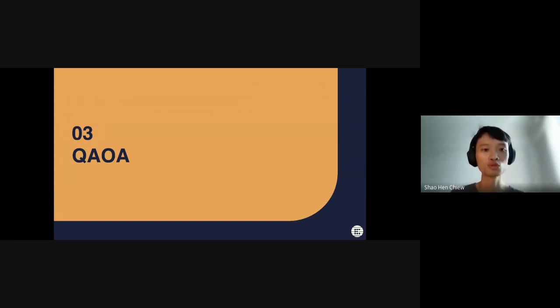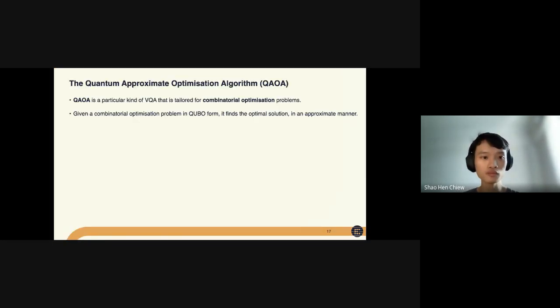Then I can proceed to the third part of our presentation, which is on QAOA. So we have seen what variational quantum algorithms are, and we've seen how combinatorial optimization problems can be cast into a QBO formulation, which I claimed can then be mapped onto a quantum computer. So we'll see how to do that here.